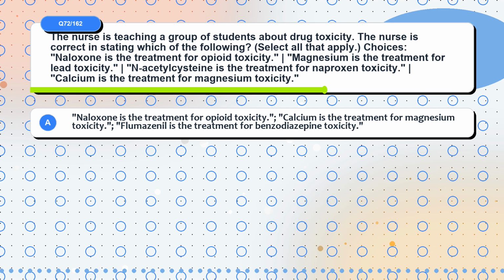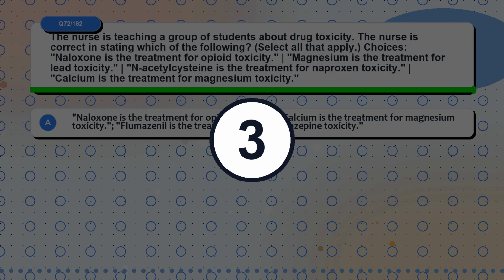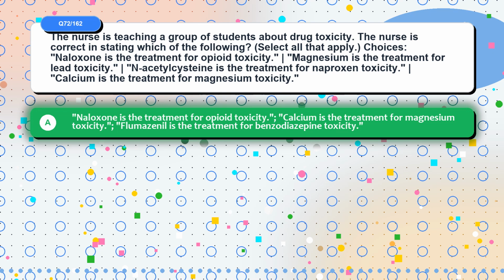Here are the options. Option A. Naloxone is the treatment for opioid toxicity. Calcium is the treatment for magnesium toxicity. Flumazenil is the treatment for benzodiazepine toxicity. The correct answer is option A. Naloxone is the treatment for opioid toxicity.